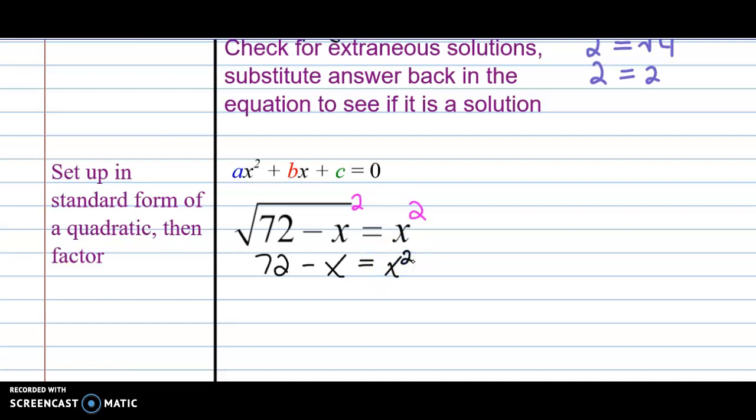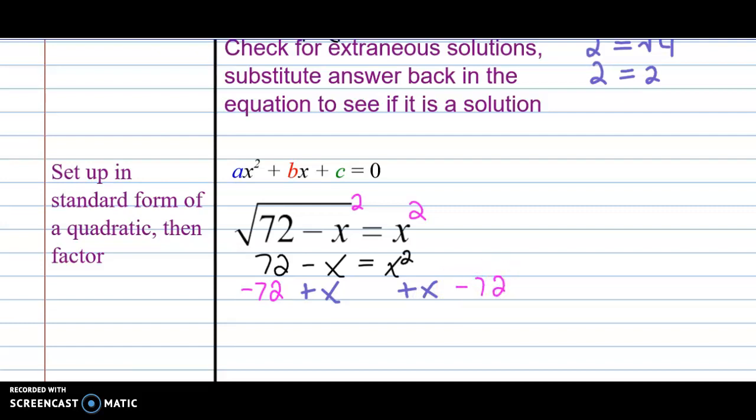Now remember, we want it set up like the equation ax squared plus bx plus c. So what do we do? We move the 72. 72 is positive, so I'm going to do a minus 72. The x is negative, so I'm going to do a positive x. I can't forget that it's on both sides, so I'm adding an x over here, and I'm subtracting a 72.